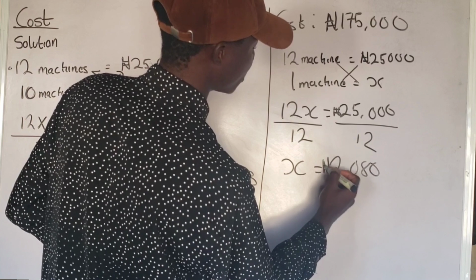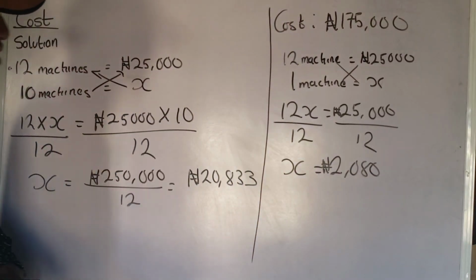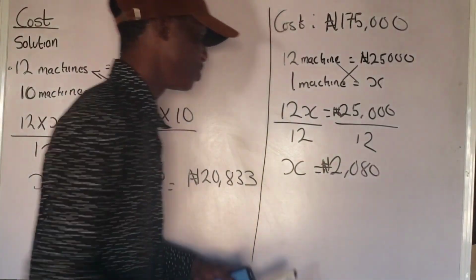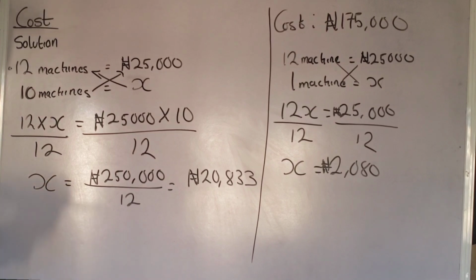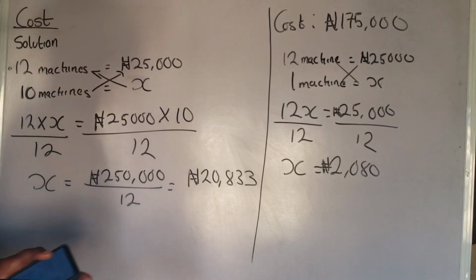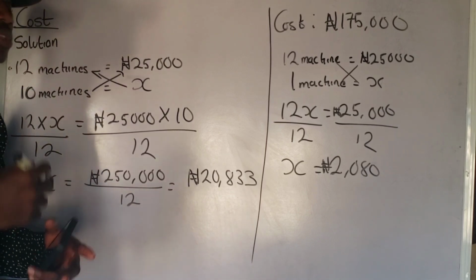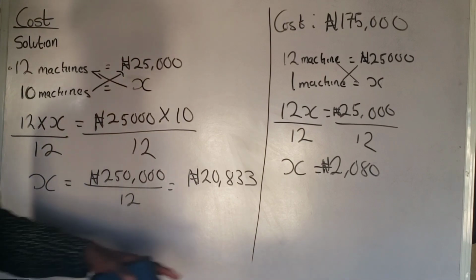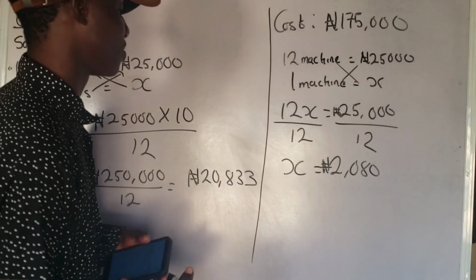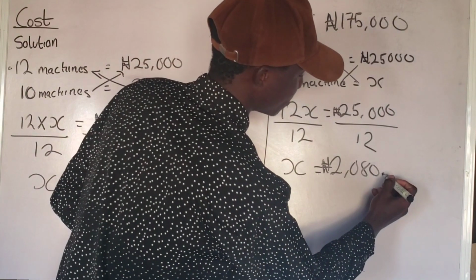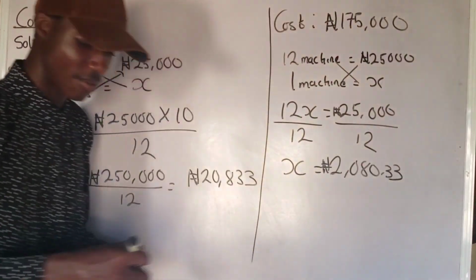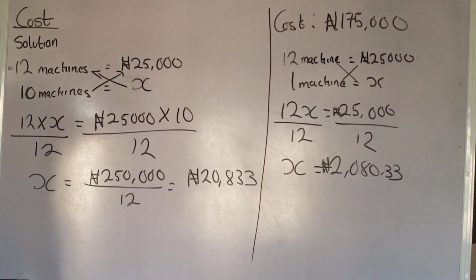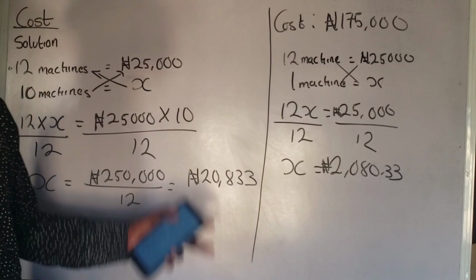X will be equal to 25,000 naira divided by 12. Do you understand how I got this? That will give us 2,083.33 naira. But I just approximate, okay? Let's leave our answer like this, 2,083.33 naira. Now, this is the cost of a single machine of this type.